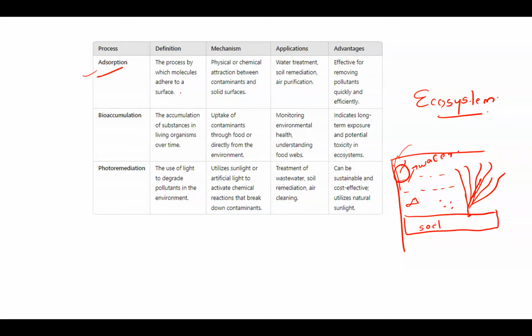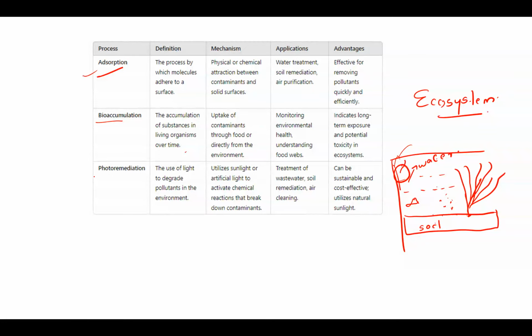So adsorption is the process by which molecules adhere to the surface and it can eliminate pollutants. Then bioaccumulation is the accumulation of substances in living organisms over time. That means the pollutants present in the water are processed by the microorganisms present in the water. Then what happens? It is degraded, and that can settle down in the bed. Like that the water becomes clear.